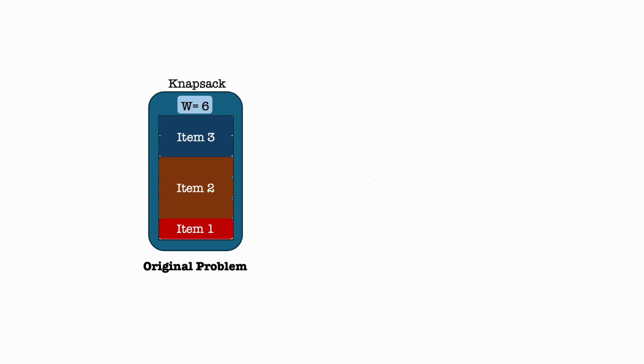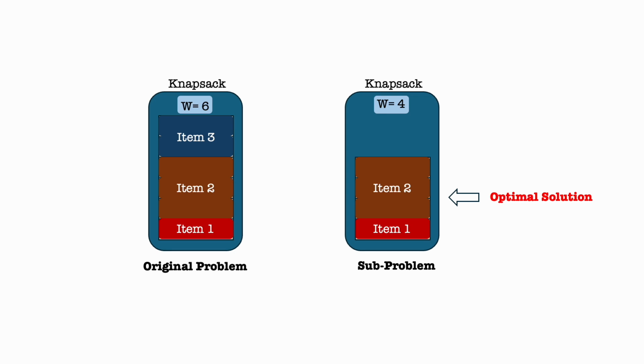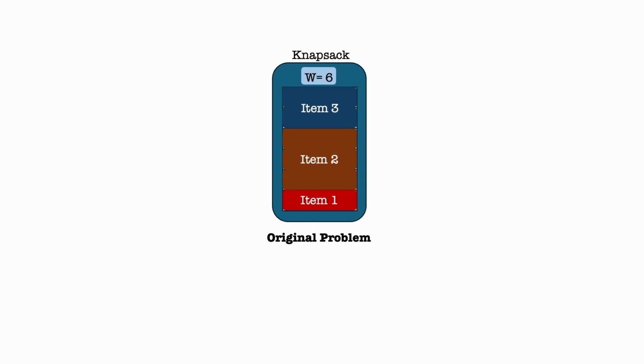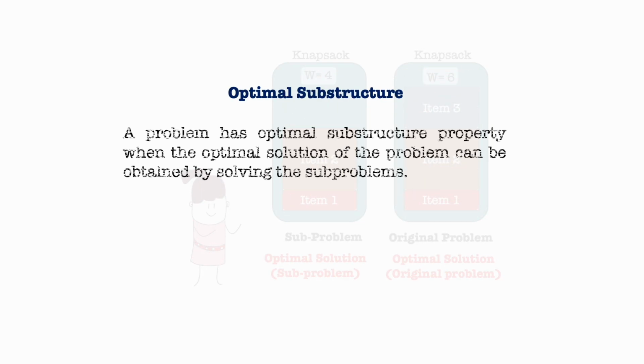Now we know that by removing an item from the optimal solution of the original 0 1 knapsack problem and reducing the knapsack's capacity accordingly, the remaining items still form an optimal solution for the reduced problem. Or to say it another way, if someone wants to solve the original problem, they should start by solving the smaller subproblem first. That's because the best solution to the subproblem will help build the best solution for the original problem. This property is known as optimal substructure property, which states that a problem has optimal substructure property when the optimal solution of the problem can be obtained by solving the subproblems.